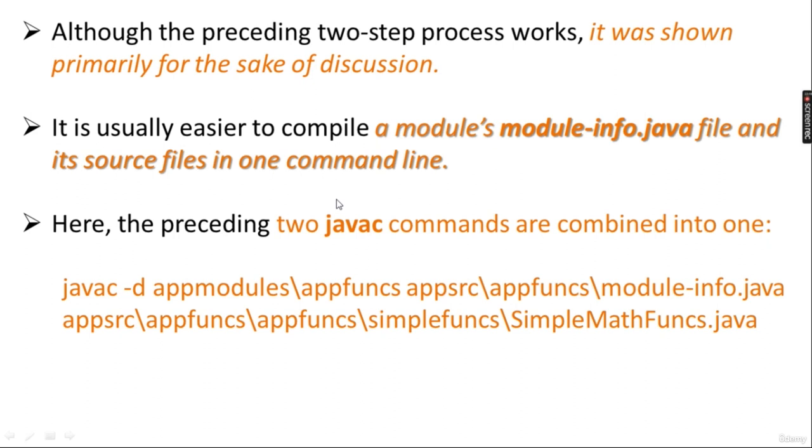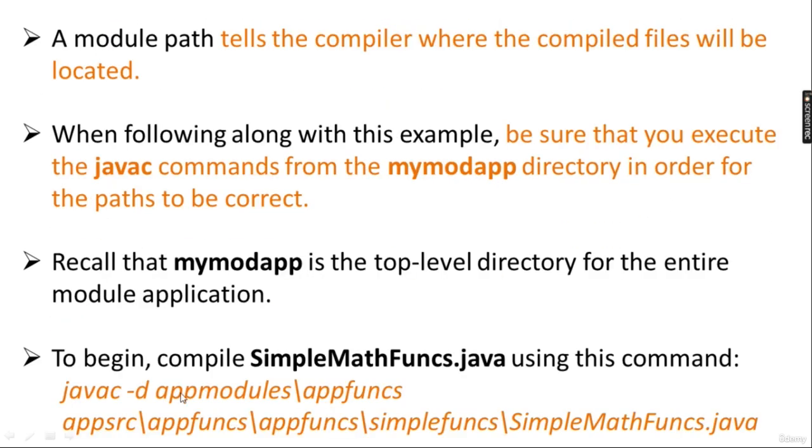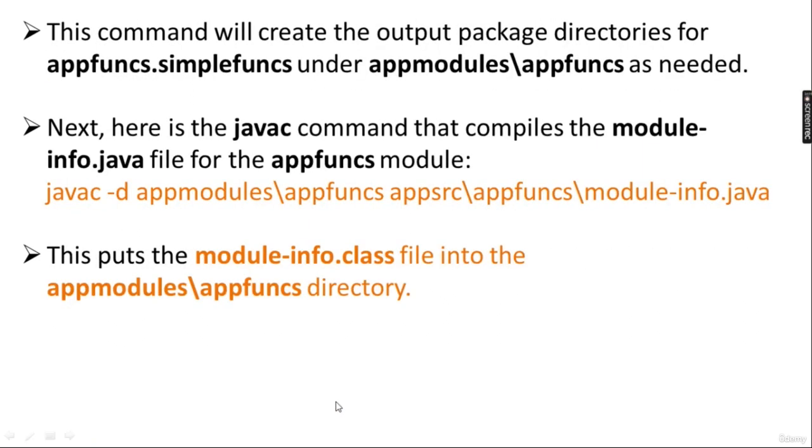Although the preceding two-step process works, it was explained for the sake of discussion. It is usually easier to compile the module-info.java and its source file in one command. So we can combine them and run javac -d app modules app functions, and app source app functions simple functions simple math functions dot java. All of these will be put in app modules app functions. Here also we provided the same path, so the class files will be put in app modules app functions.